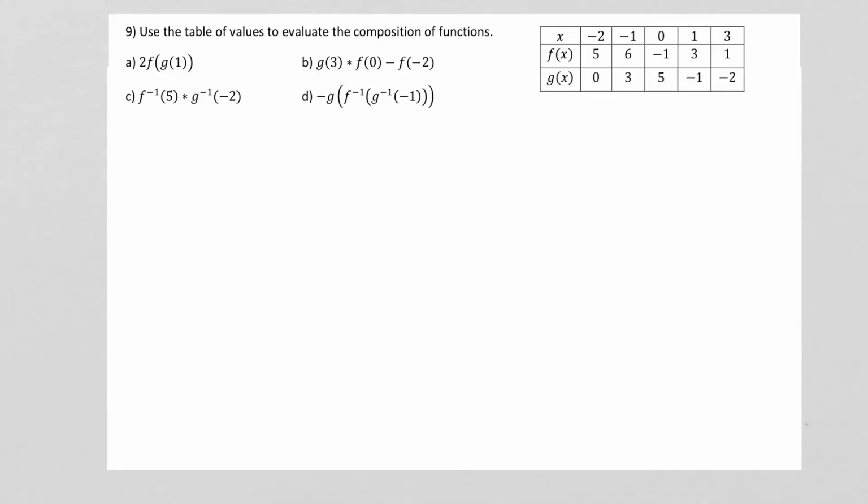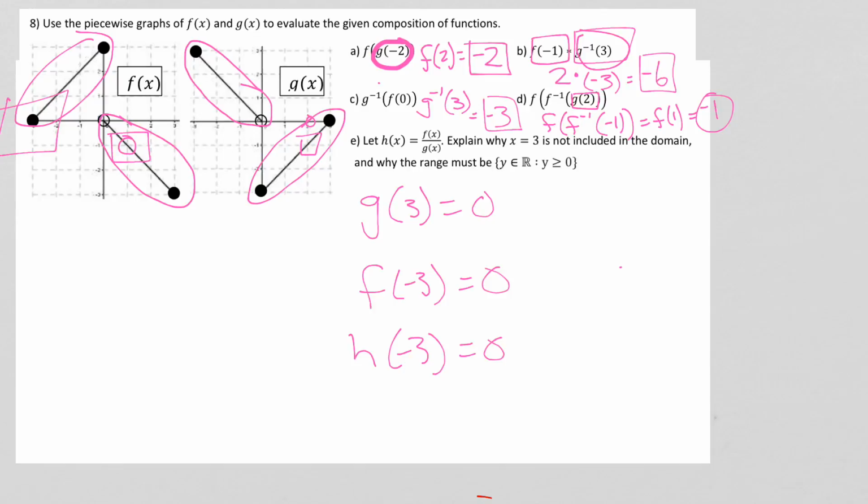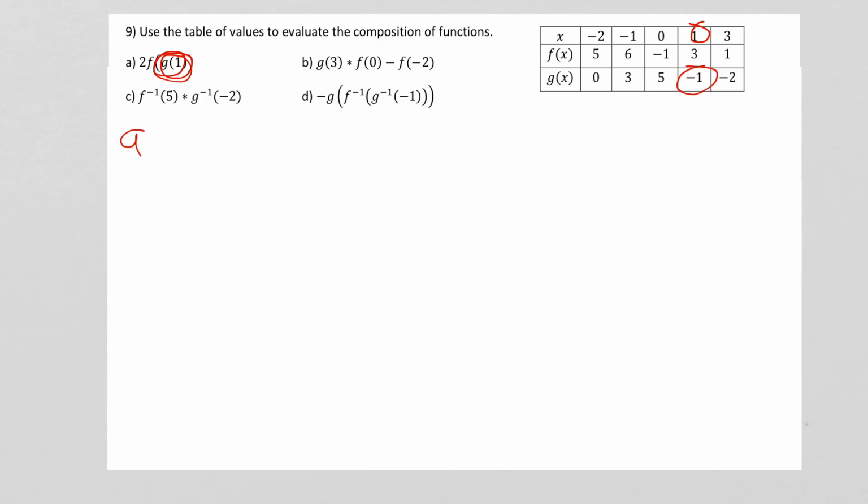Alright, problem 9a. 2 times f of g of 1. That says, go to the innermost function first, which is g of 1. Go to the x value of 1. What is the value of g? It is -1. So a becomes 2 times f of g of 1, which we found to be -1.